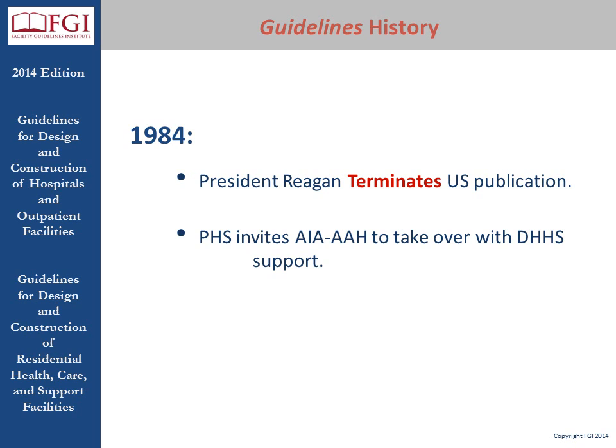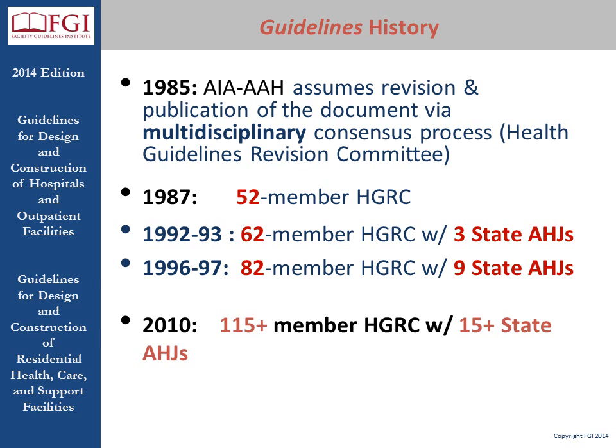So the Public Health Service invited the American Institute of Architects and the Academy on Architecture for Health, which at that time was the Committee of Architecture for Health, to take over the production of the document with assistance from the Department of Health and Human Services. So in 1985, the AIA assumed the effort of developing and publishing the document.